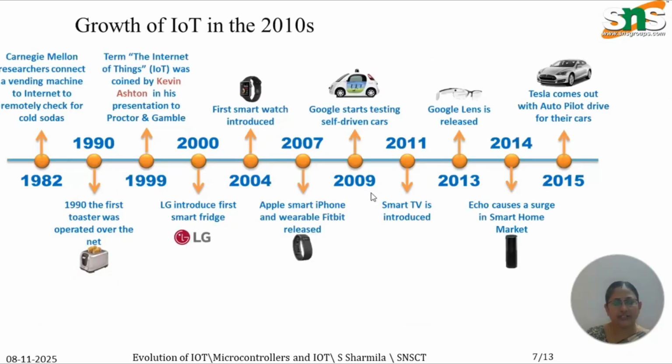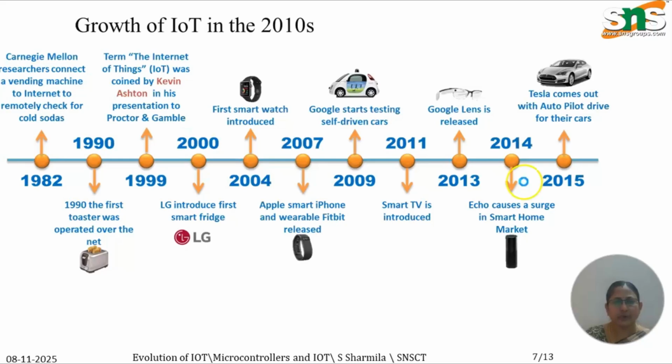The growth of IoT in the 2010s. The 2010s witnessed explosive growth in IoT due to key technology advancements: the rise of smartphones, which accelerated connectivity; affordable sensors and embedded devices; cloud computing offering scalable storage and processing power; enhancements in machine learning and analytics; and the spread of high-speed internet and 4G and 5G networks. By the late 2010s, IoT had expanded into consumer electronics, home automation, industrial systems, healthcare, and transportation.